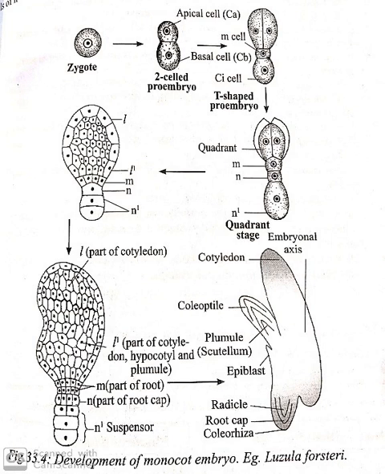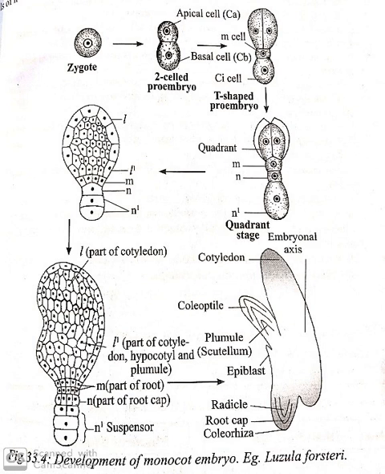The two cells formed from the apical cell undergo another vertical division, perpendicular to the first vertical division, to form four cells. This stage is known as the quadrant stage. In the fourth stage, the cells of the quadrants divide to form a mass of cells. The mass of cells becomes differentiated into two portions, that is L and L1.